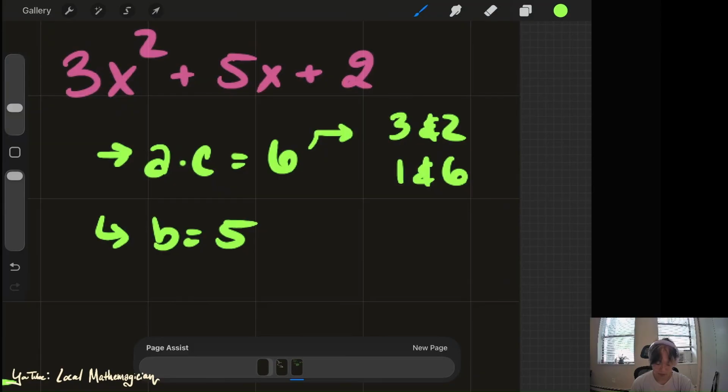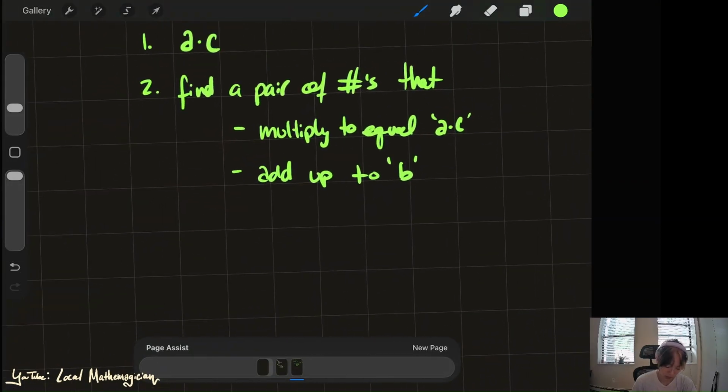Since this is positive 6, we want positive factors. So positive 3, positive 2, positive 1, positive 6, because negatives, we'll get there, right? We want positive factors that add up to 5. 1 plus 6 is not 5, but 3 plus 2 is.